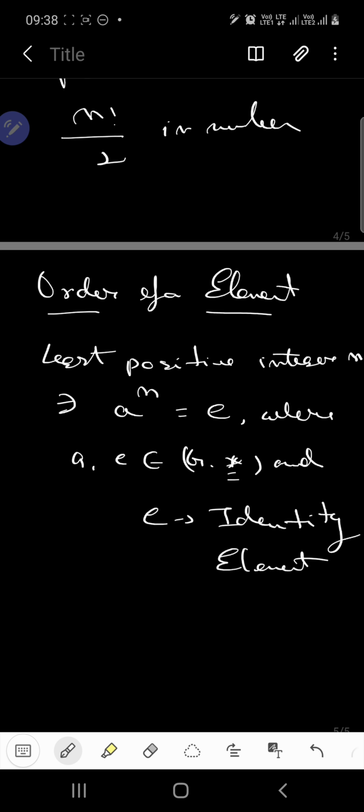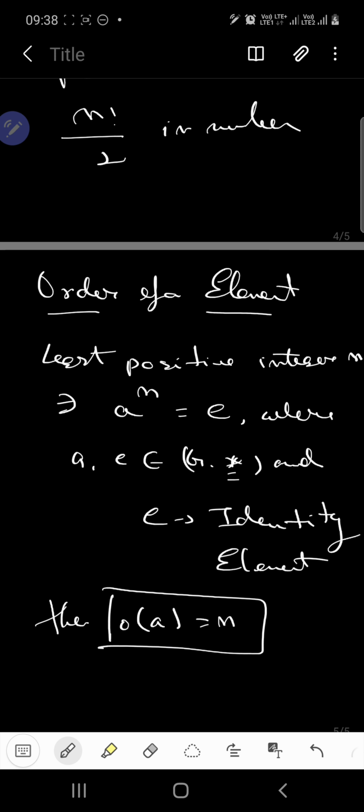Okay, then the order of A will be n. So for a multiplicative group, a to the power n is equal to e, where e is the identity element and a is an element of the group itself. So n is known as the order of an element.